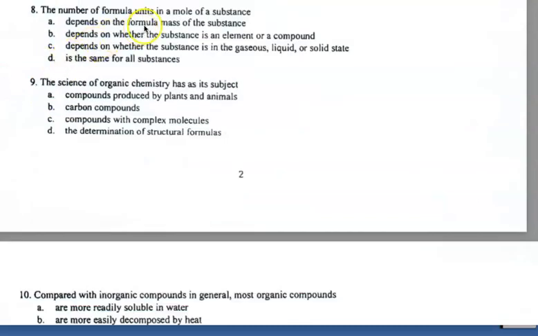The number of formula units in a mole of a substance is the same for all substances. 8 is D. Number 9, the science of organic chemistry has as its subject which one here? Carbon compounds, B. It's not A, compounds made by plants and animals. No, it's not C, and it's not D.